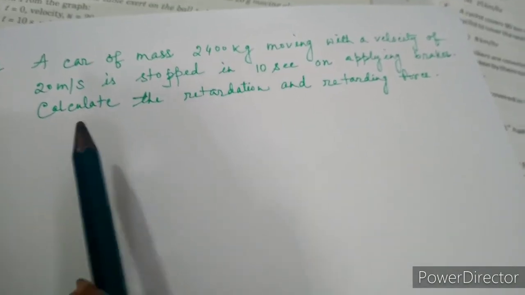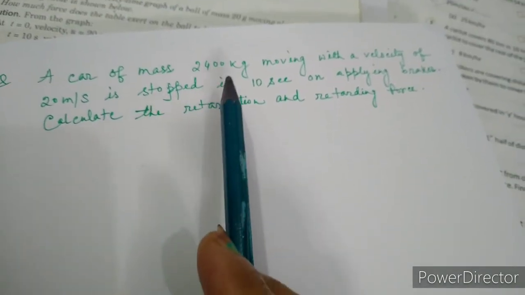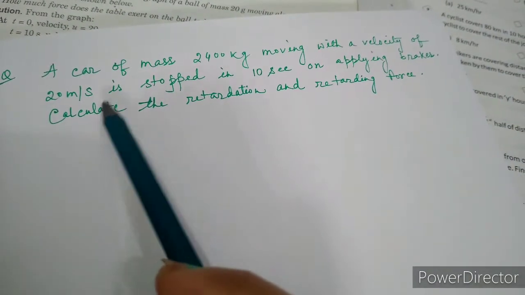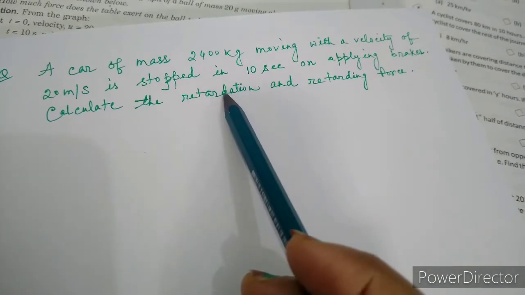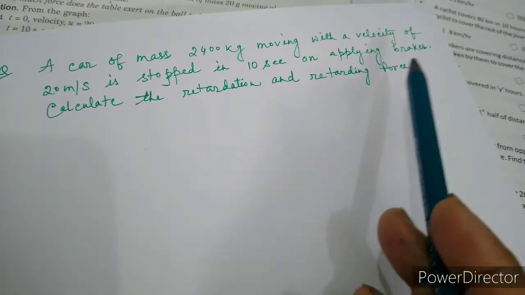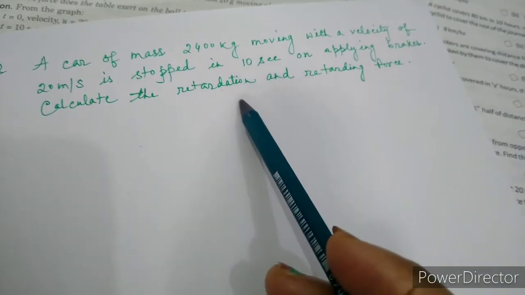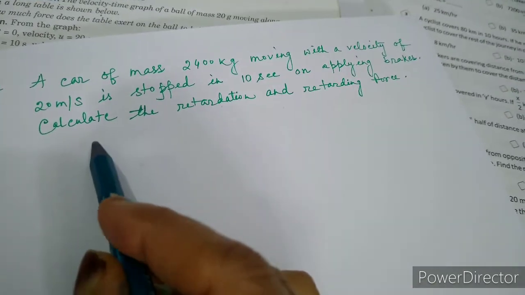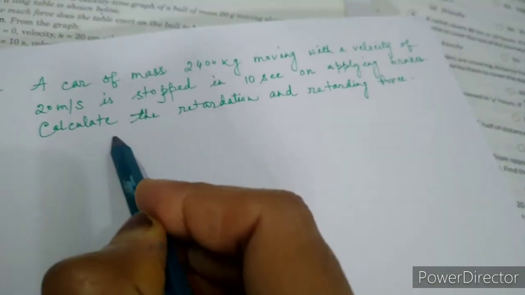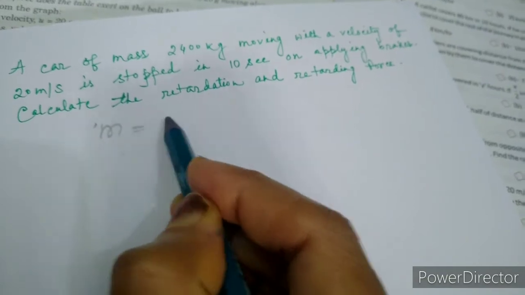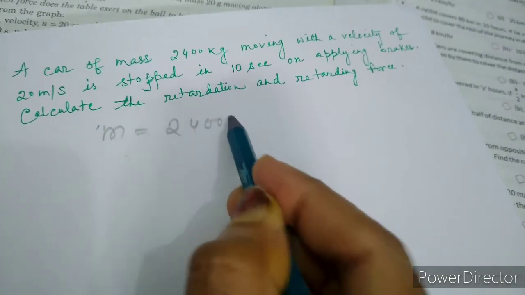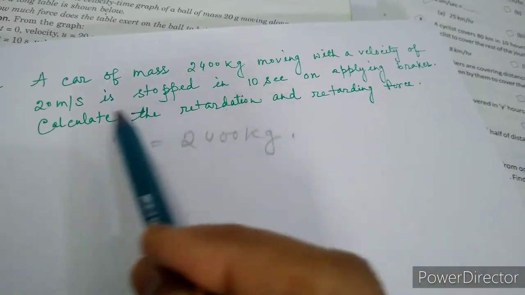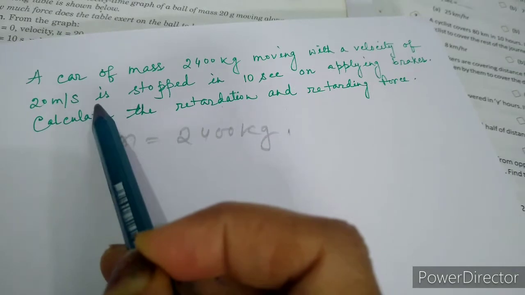Now next question. A car of mass 2400 kg moving with a velocity of 20 meter per second is stopped in 10 seconds on applying brakes. So calculate the retardation and the retarding force. So in this question, what are the given data? Mass m is equals to how much? That is 2400 kg.